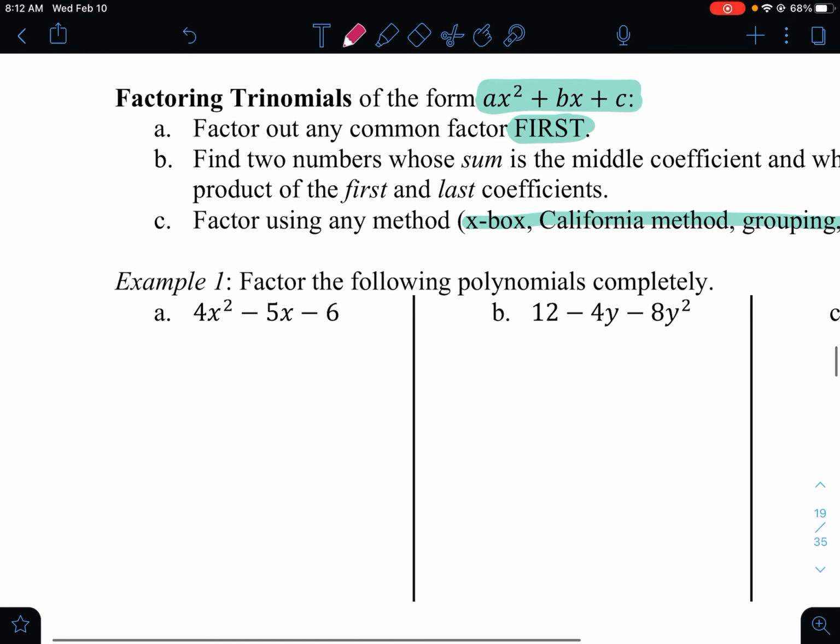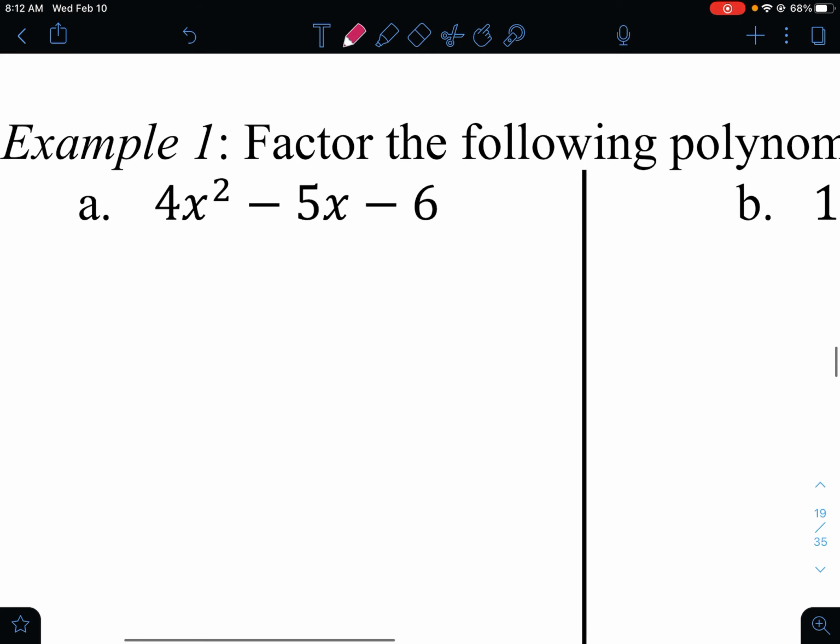It says factor the following polynomials completely. So I'm looking at my coefficients 4, 5, and 6. They do not have a common factor, so I'm going to go right into it. I need two numbers that add to give me that middle coefficient, so -5. But when I multiply those numbers, I get the product of my first and last terms, so -24. Then I list all the factors of 24: 1 and 24, 2 and 12, 3 and 8, 4 and 6, and that's it.